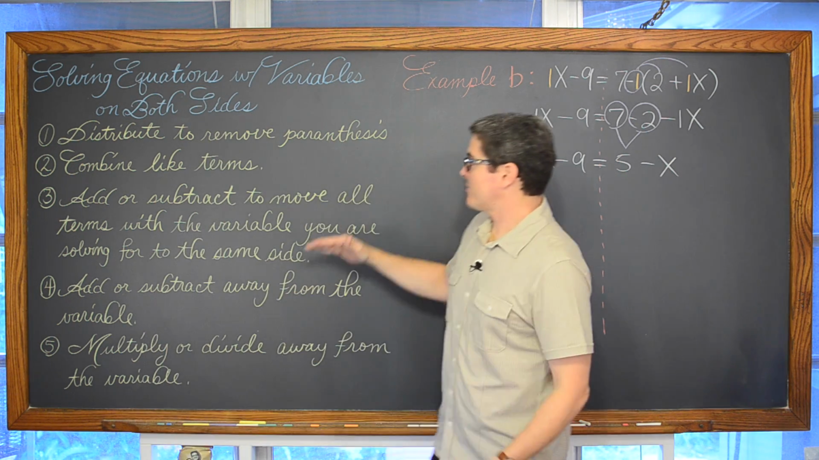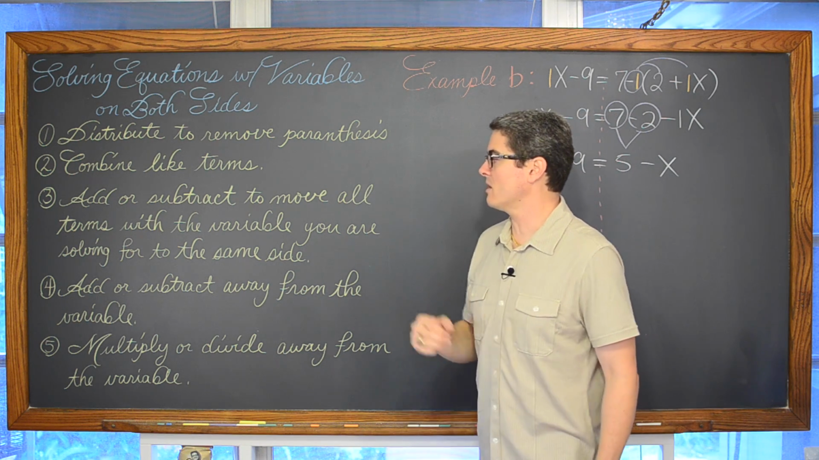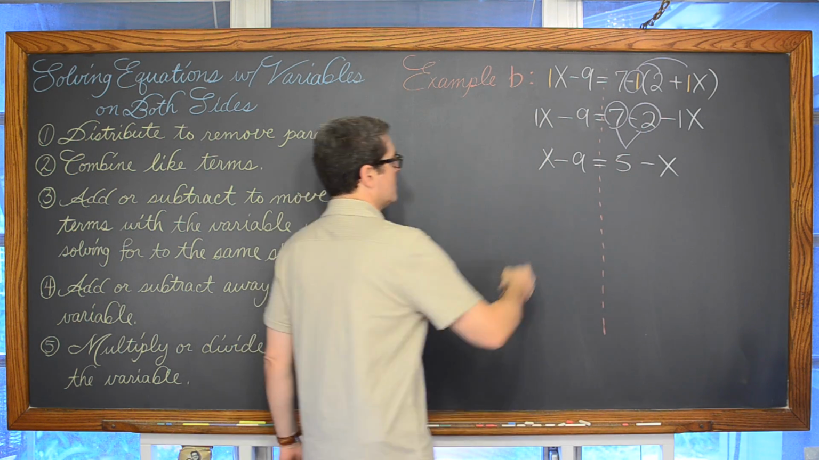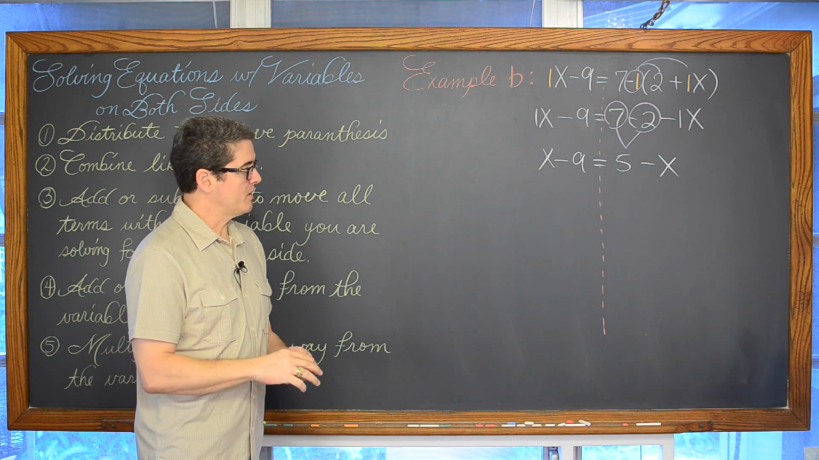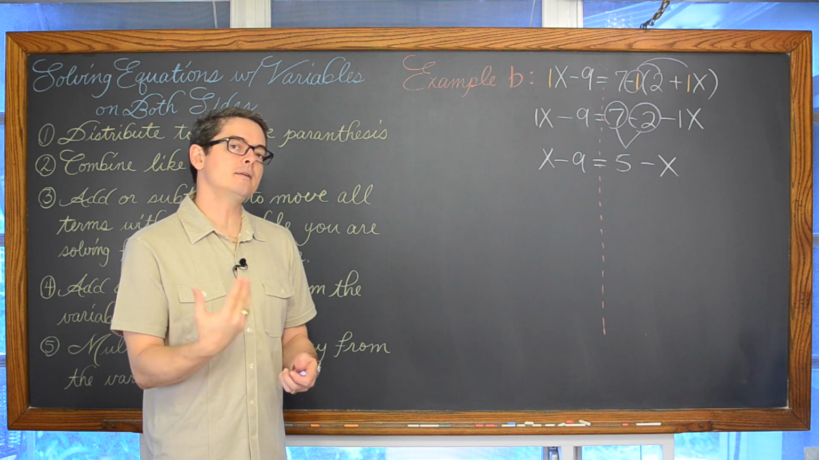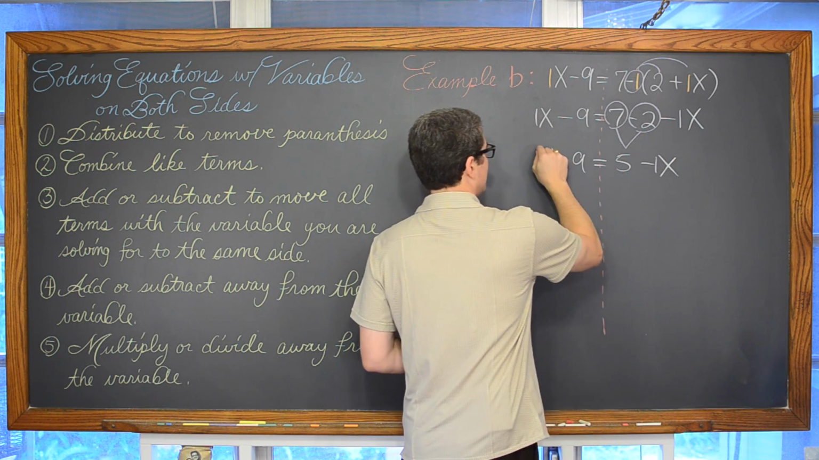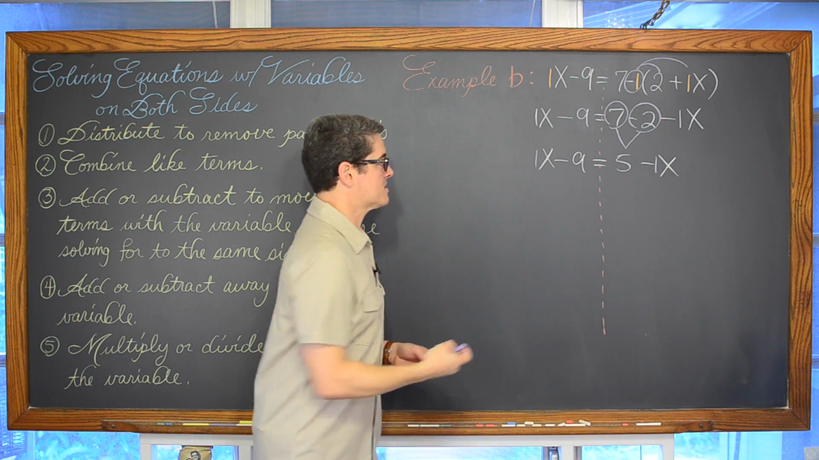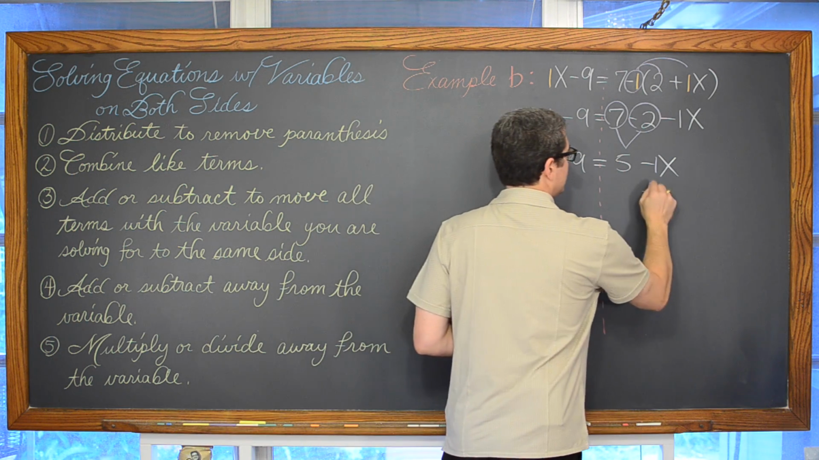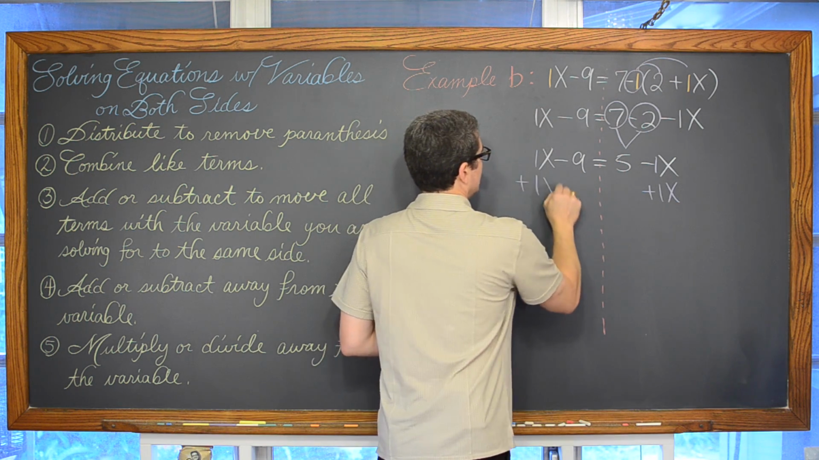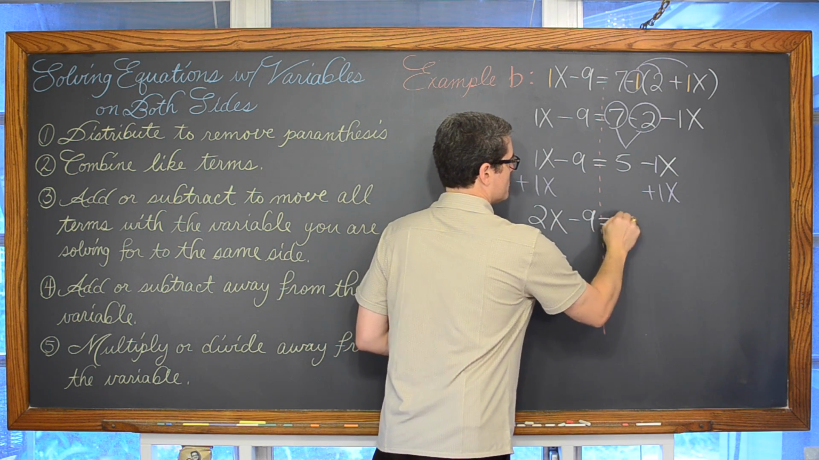Now we're down into step 3, add or subtract to move all terms with the variable you are trying to solve for to the same side of the equation. Well, I've got an x on the left and an x on the right. So like the last one, I'm going to avoid creating any unnecessary negative coefficients. So I see that I have a negative 1x here on the right-hand side, and I'm going to undo that subtraction of x we have on the right by doing the inverse math operation, which is adding 1x. So the 1x and the 1x are going to be 2x minus 9 is equal to 5.